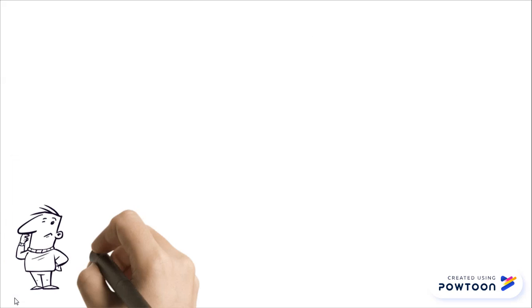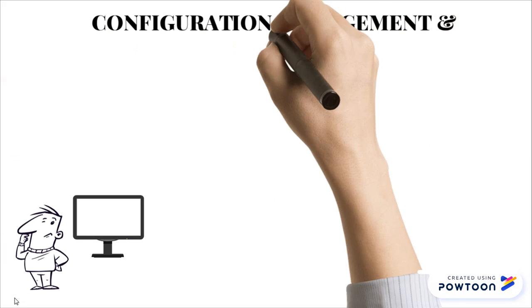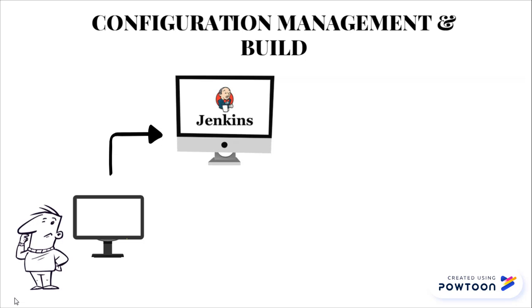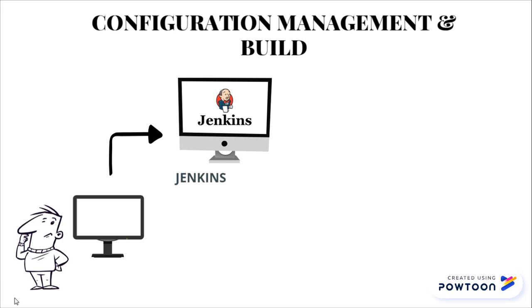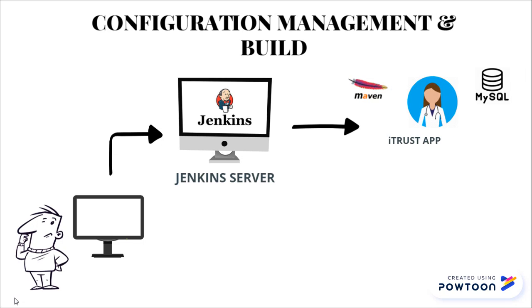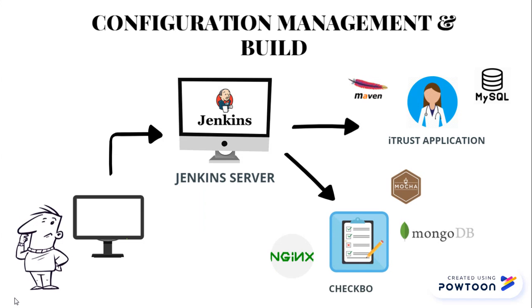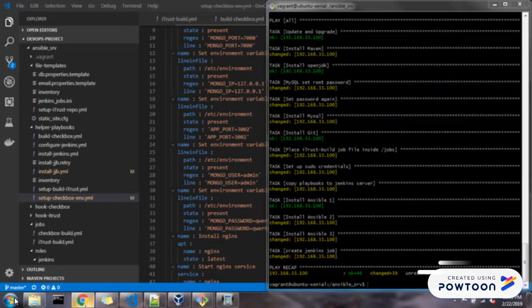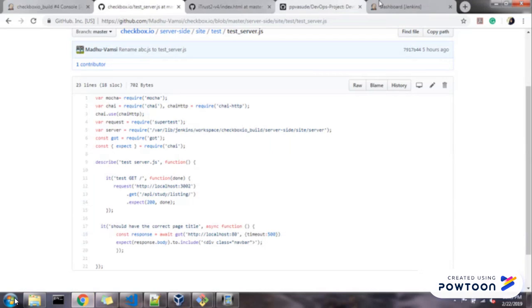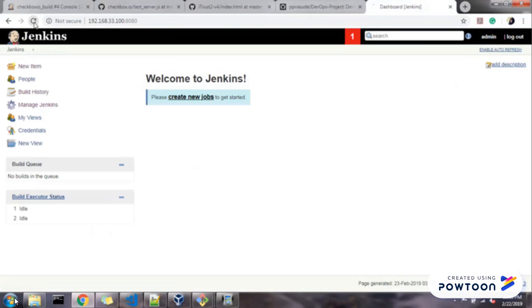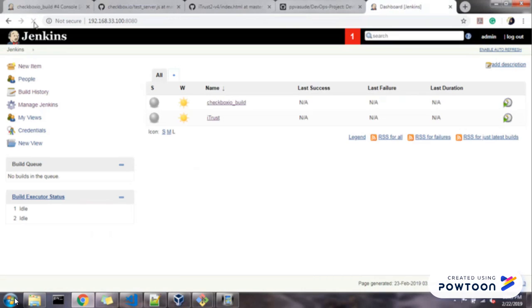For the first milestone, we had Vagrant VMs through which we created a Jenkins server using Ansible scripts, and through this Jenkins server we automatically created build jobs for iTrust and checkbox, again using Ansible. So a quick demo on this particular milestone. These are our Ansible scripts, and by just running one Ansible script, you can see the Jenkins server is set up as well as the 2 build jobs are set up as well.